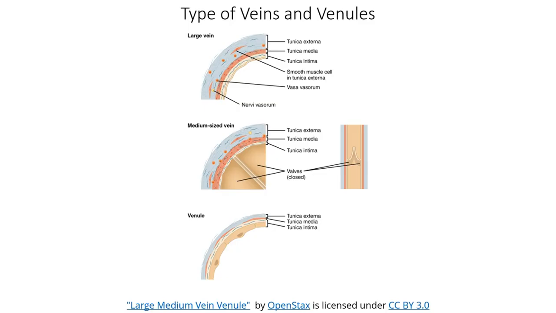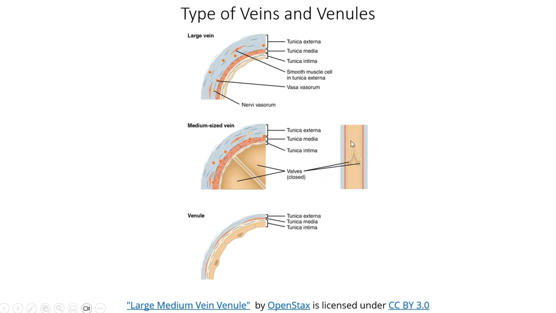So veins tend to have very thin walls. They're going to have very large and irregularly shaped lumens because these are very low pressure vessels compared to arteries. The larger veins are also going to have valves in them. We can see that right here.